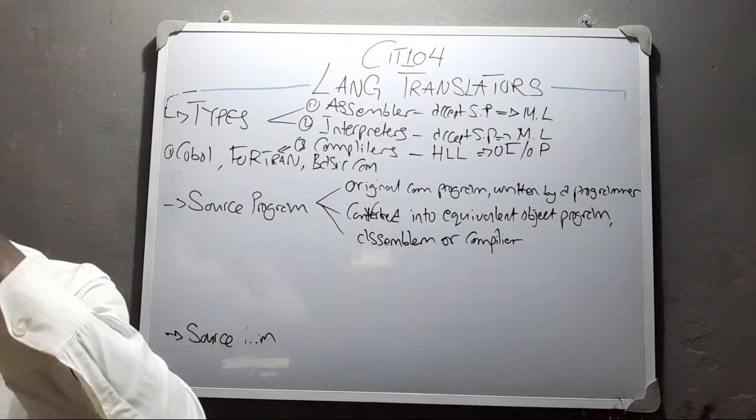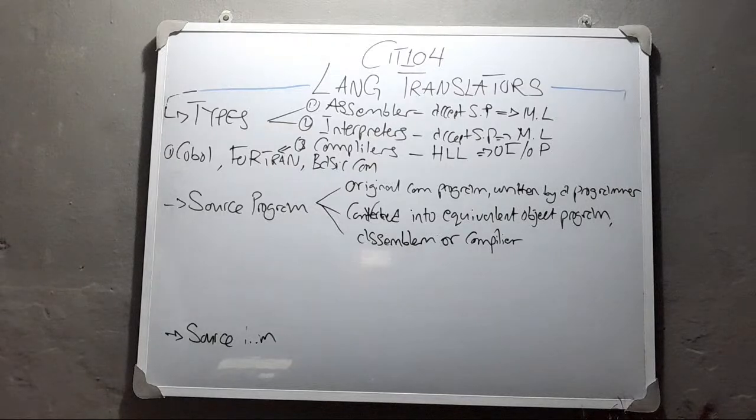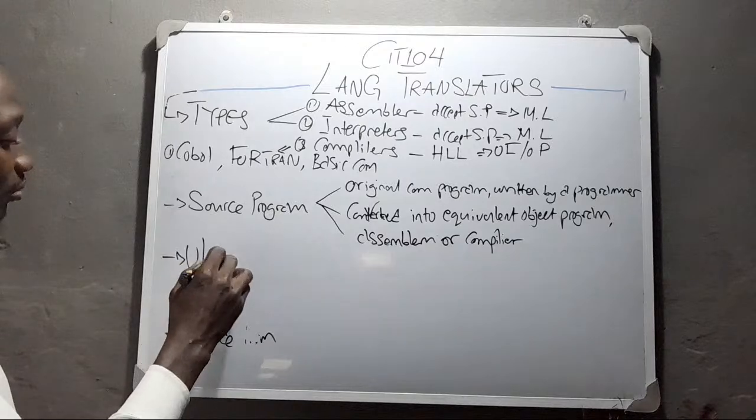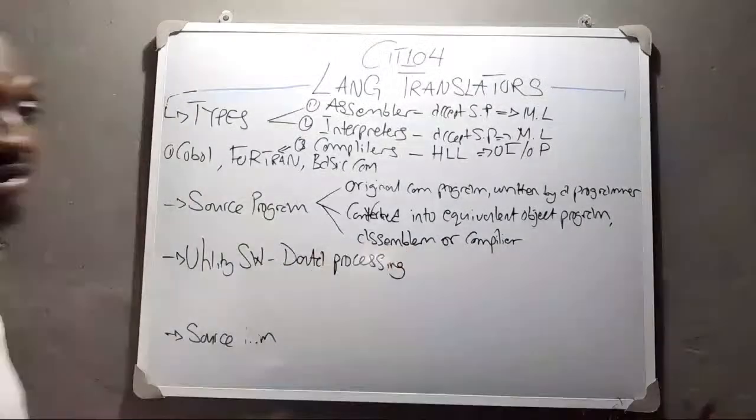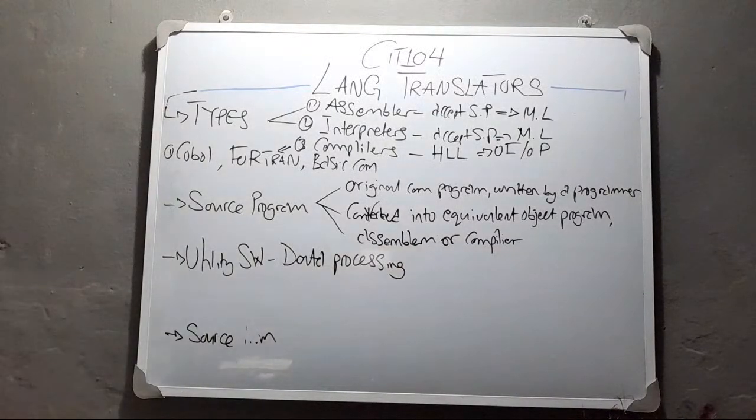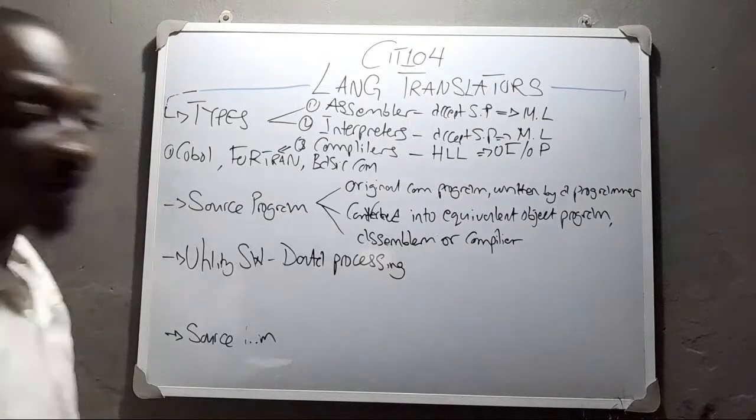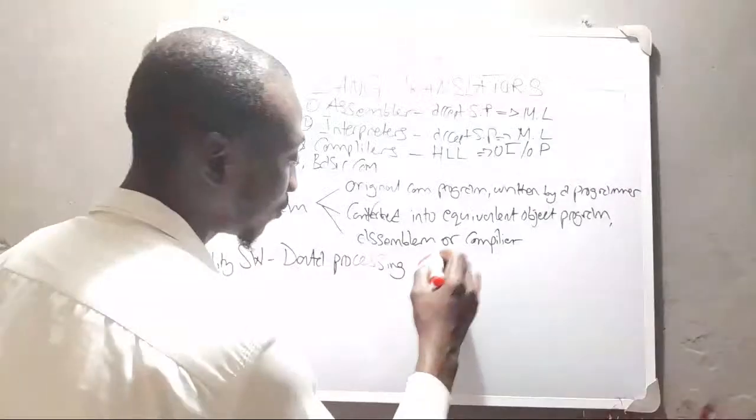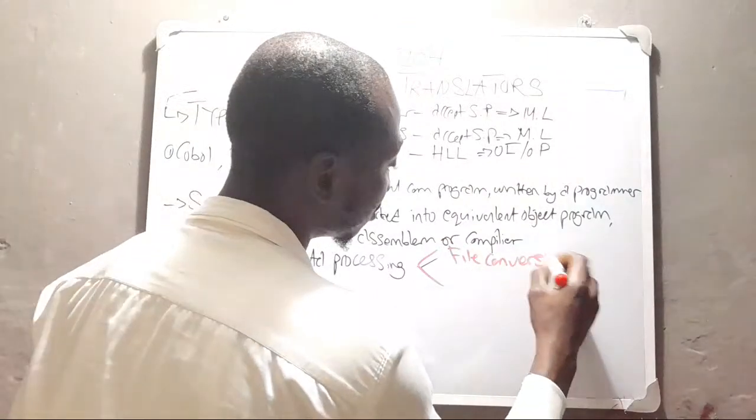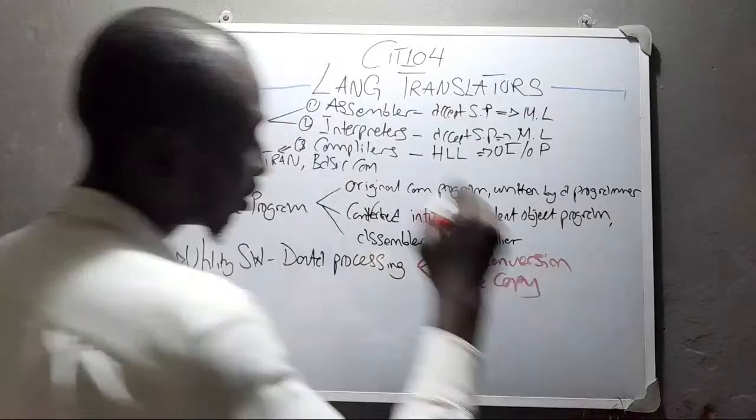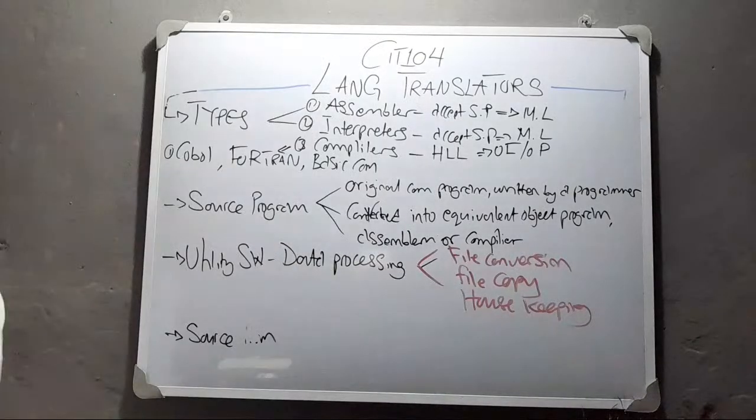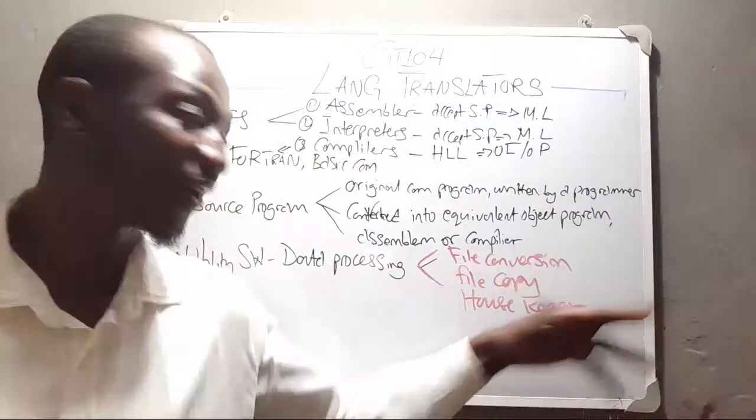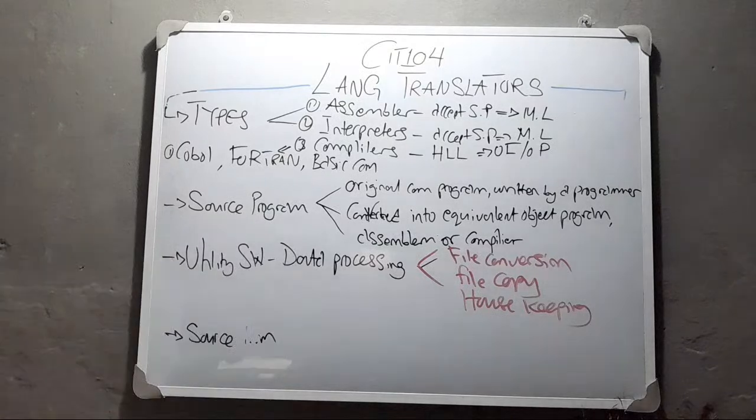Now let's proceed. We also have utility software. Utility software is a set of commonly used programs in data processing. It comes in when we talk about data processing. It helps in the copying of files, converting of files, and housekeeping. So it's more of storage, file conversion and file copying. That is a utility software.